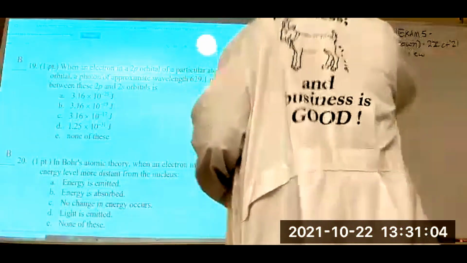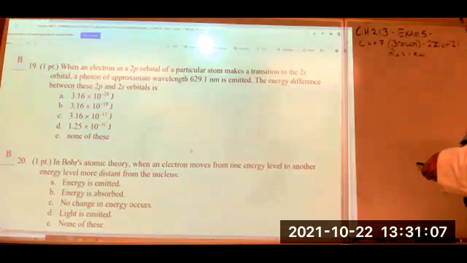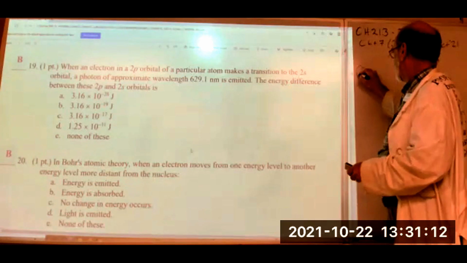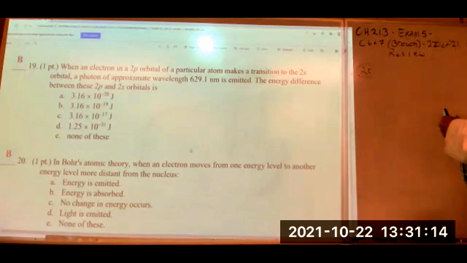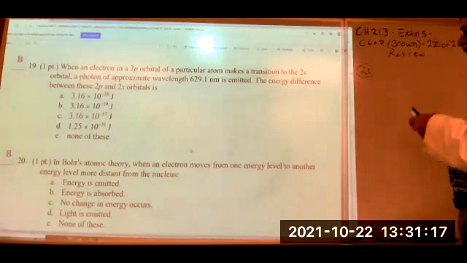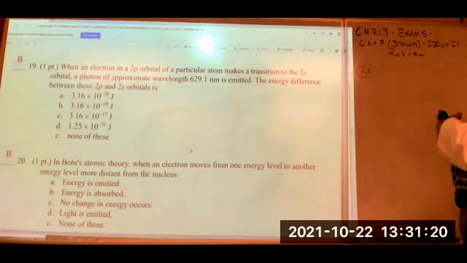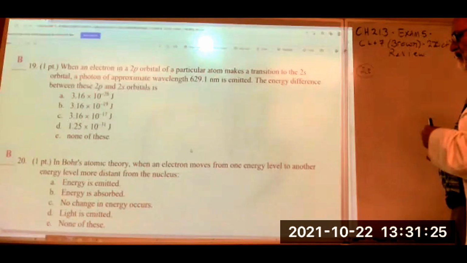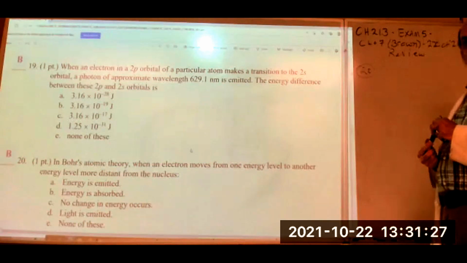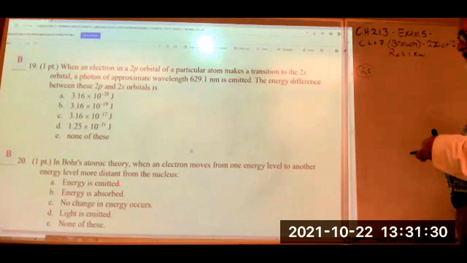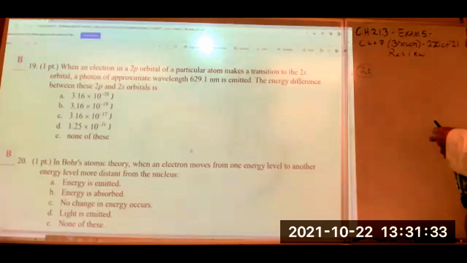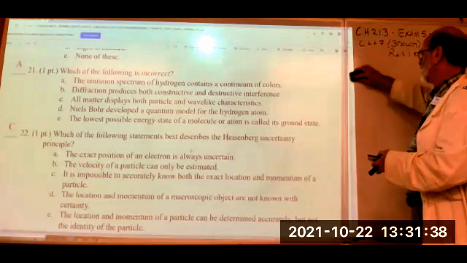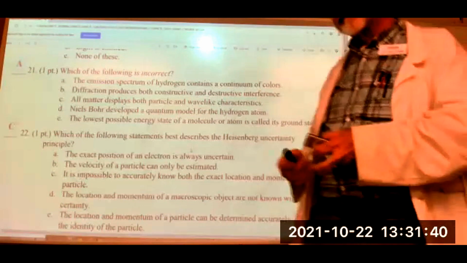19, 20. Okay, we can still see 20. In Bohr's atomic theory, when an electron moves from one energy level to another energy level, more distant from the nucleus, what happens? Well, it's going from a lower to a higher, so it has to absorb energy, right? So energy is absorbed. I don't know why I put that one in. It was kind of redundant. We've already covered one that talked about that.